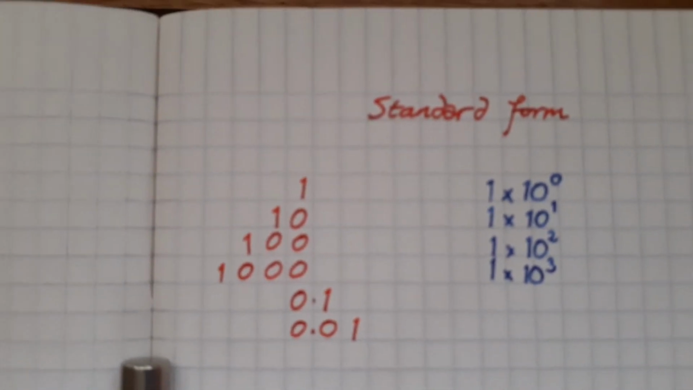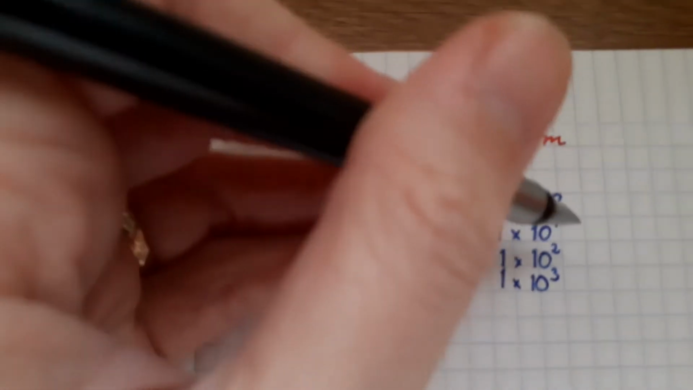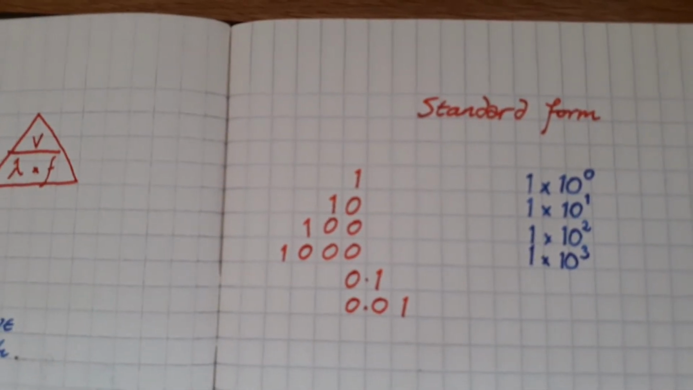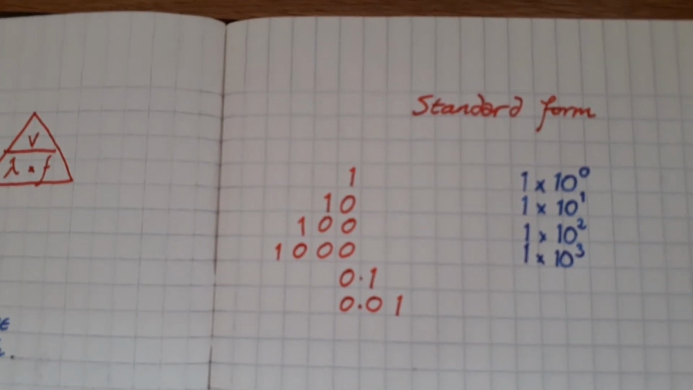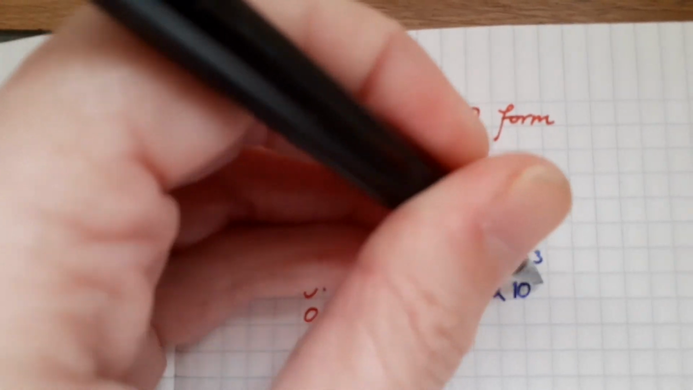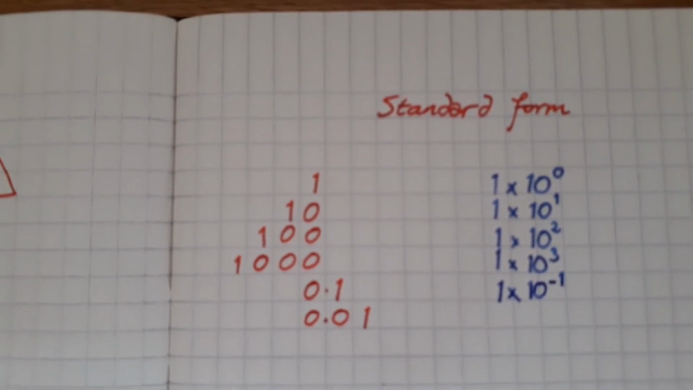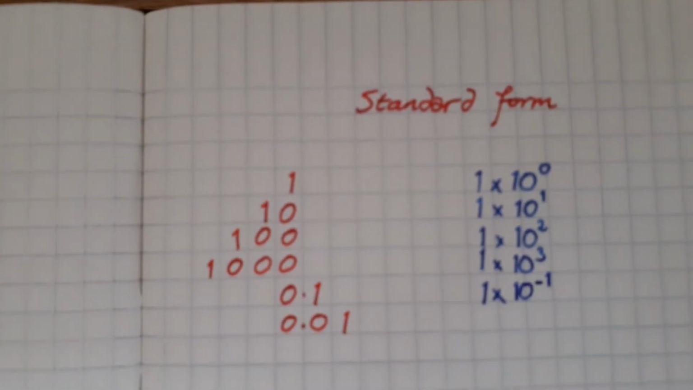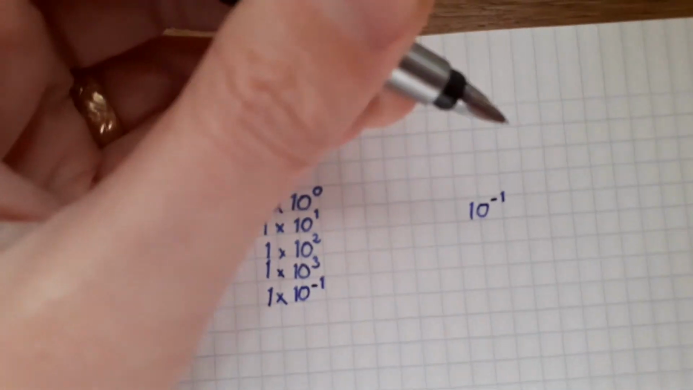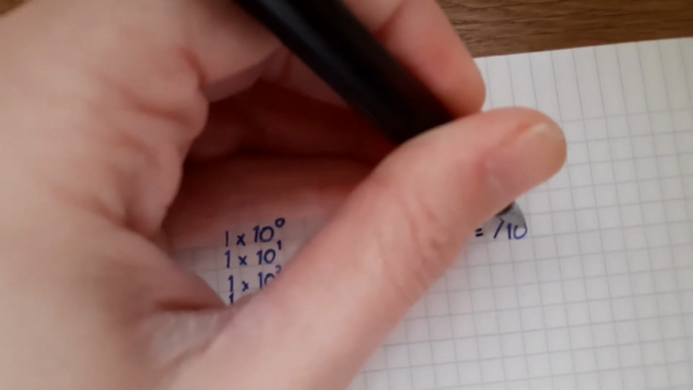Okay, so what if we want it to go the other way? Instead of going 1, 2, 3, we're going to do minuses. Minuses take us down through the decimals. So this is 1 times 10 to the minus 1. I'm moving it to the right now. And this is A-level maths bits now. So 10 to the minus 1 is how we write 1 over 10.